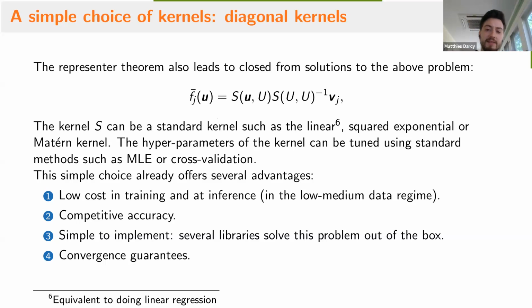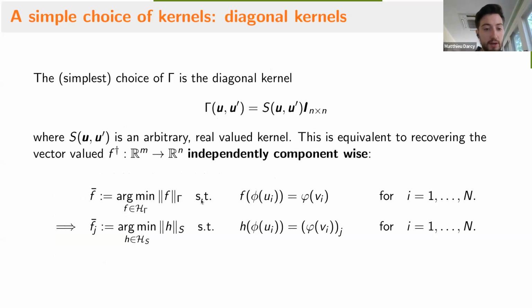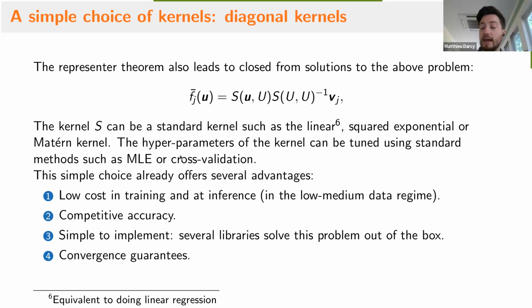This simple choice has several really nice advantages. The first is that it's very low cost in training and inference, in part because it separates the problem. If I think of recovering this function f dagger, since I'm recovering each component individually, it's simply equivalent to recovering n scalar valued functions independently from each other. And this is very efficient numerically, both at training and at inference.